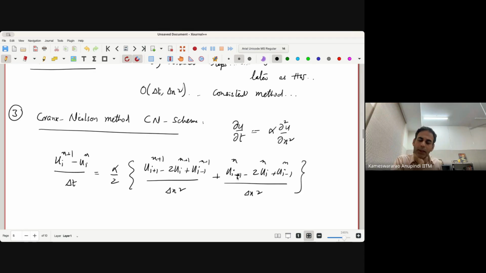Now, as you can see, because there are several terms on the right hand side, unlike the explicit method where everything was in terms of just n, we now have terms at both n and n plus 1. And we also said that the Crank-Nicolson method is discretized about n plus half. That needs to be kept in mind as well.